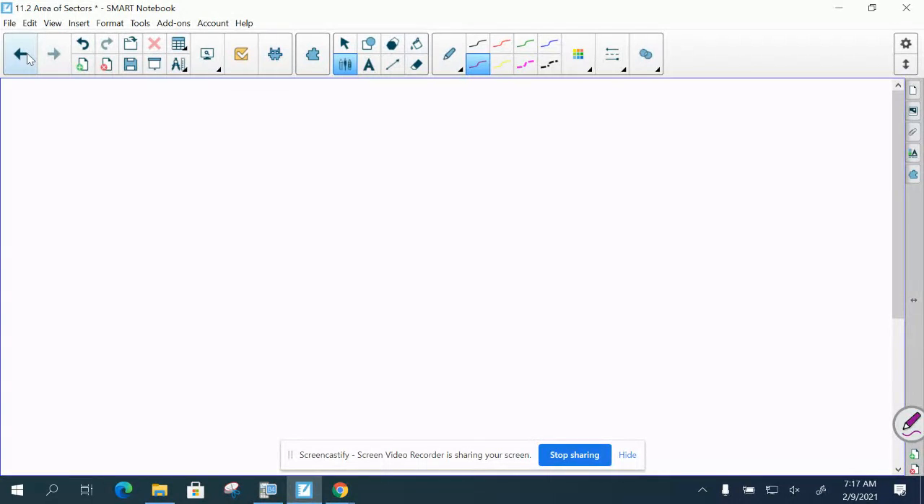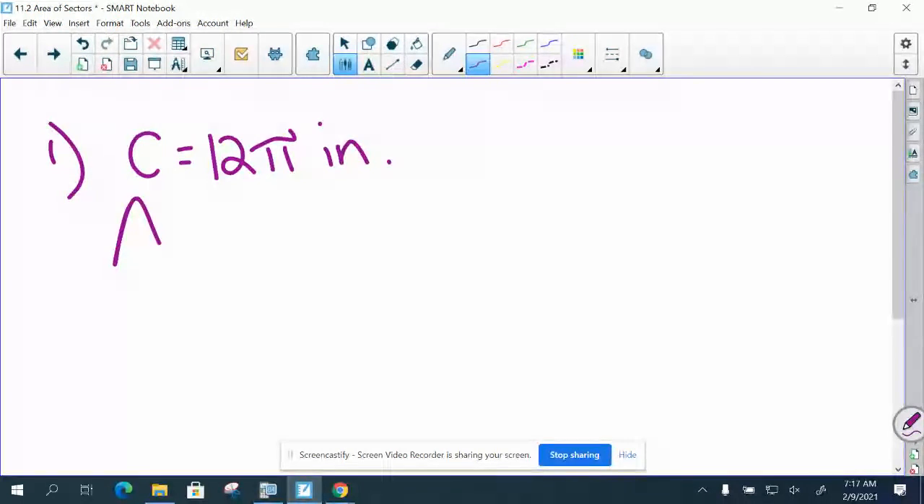It says the circumference of a circle P. If you're an e-learner and you didn't get the worksheet, you're not really missing out on anything besides not having to copy down the diagram, but you don't really need to copy down the diagram. You just need to say what everything is. So the circumference is 12 pi inches. If the area of the sector is 4 pi inches squared, find the measure of angle BPA. So we're going to just try to find the measure of an arc.